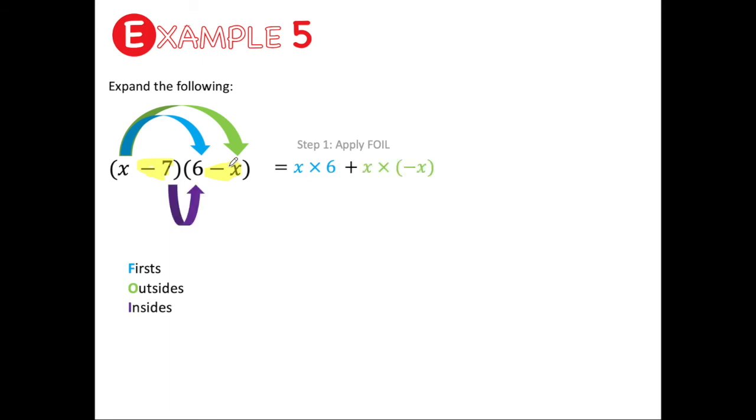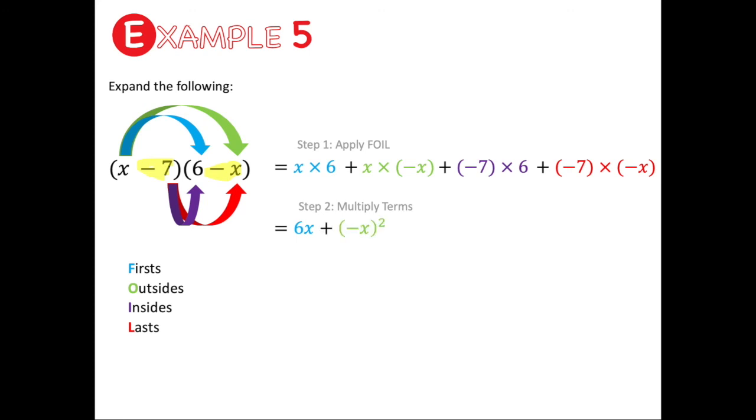Then I'm going to multiply the inside terms, negative 7 and 6, so plus negative 7 multiplied by 6, and then finishing off with the last terms, that's going to be negative 7 and negative x, so plus negative 7 multiplied by negative x. So now I can start to simplify by multiplying my terms together. x multiplied by 6 is going to be 6x, and then plus x multiplied by negative x is going to be negative x squared, plus negative 7 multiplied by 6 is going to be negative 42, plus negative 7 multiplied by negative x is going to be a positive 7x.